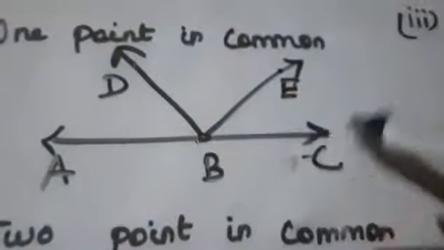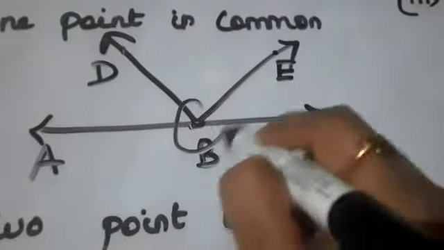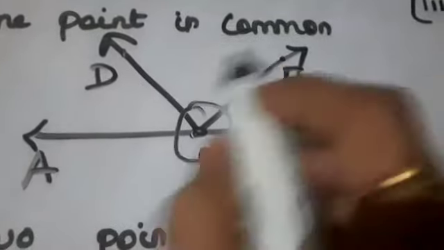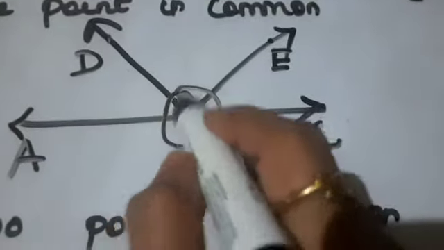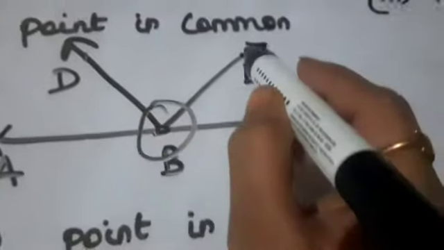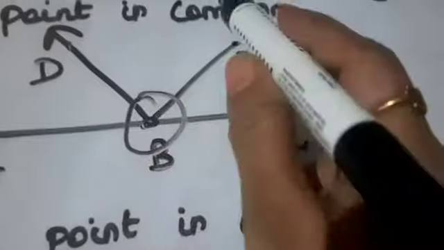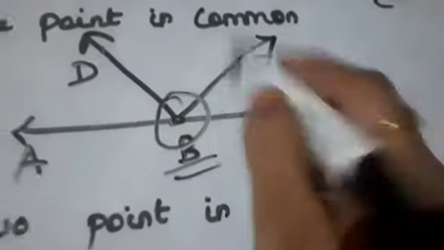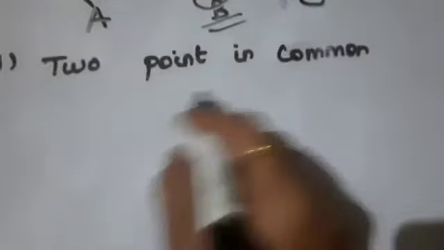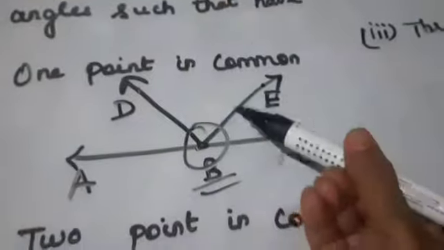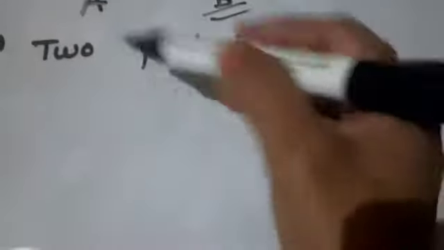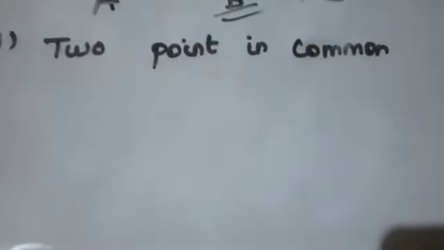See here, now I have drawn two angles which have one common point. First, I have drawn a straight line. From that I have drawn one line which crosses another line and makes an angle. Then from that point I have drawn one more angle which shares the common point B. The second one: 2 points in common. Similarly, like this I am going to draw, but here it will have 2 common points.